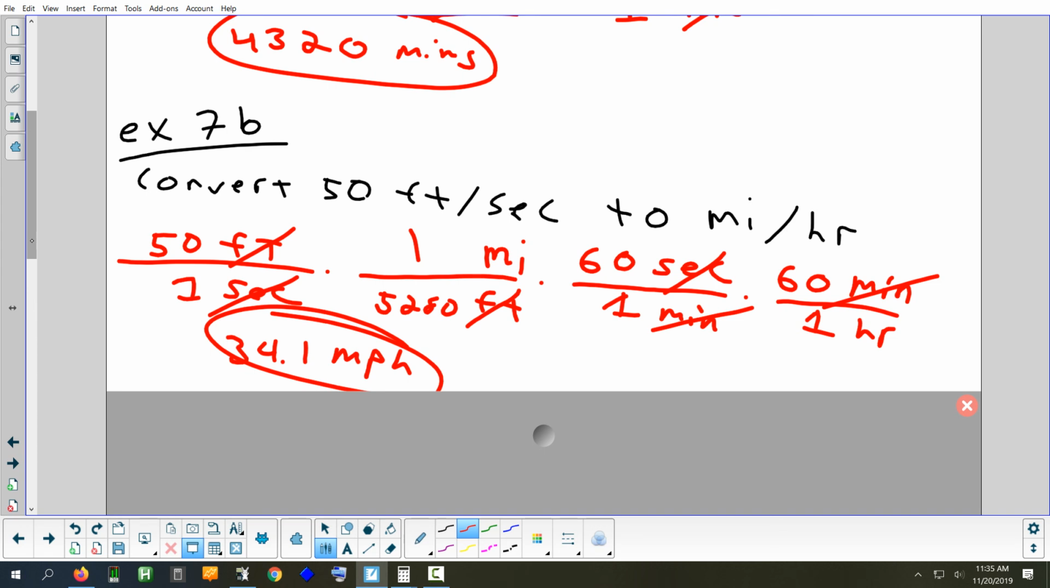So if you're traveling 34 miles an hour, and you basically look down for 1 second, you'll have already gone 50 feet. This classroom is probably about maybe 25, maybe 30 feet. So it's more than the length of this classroom in 1 second.